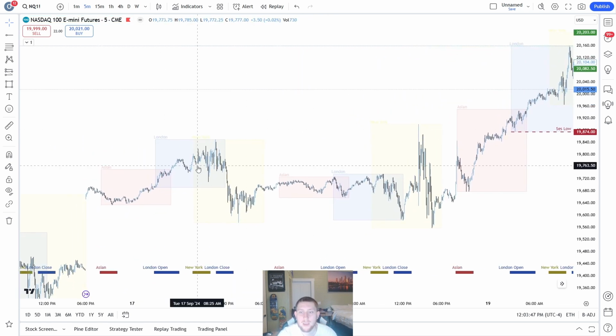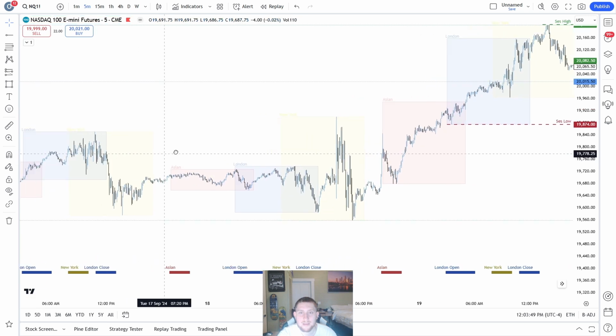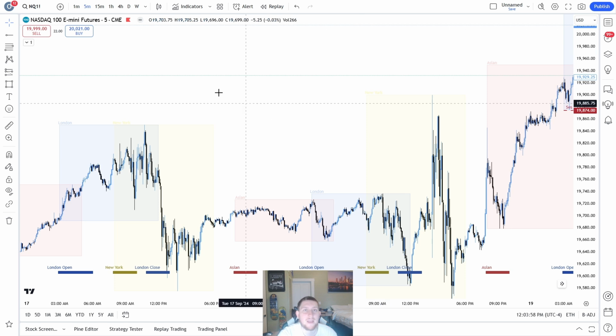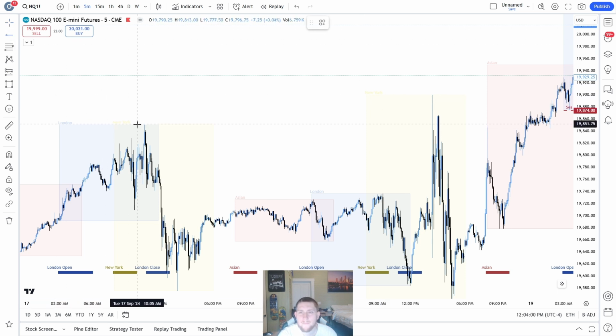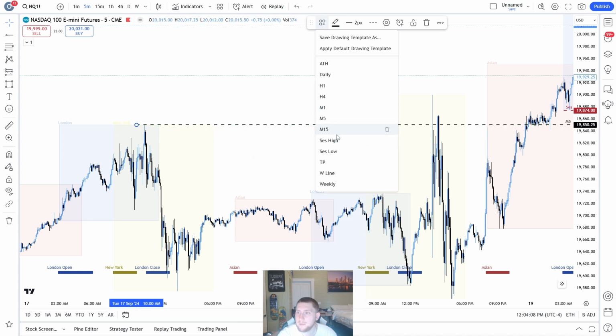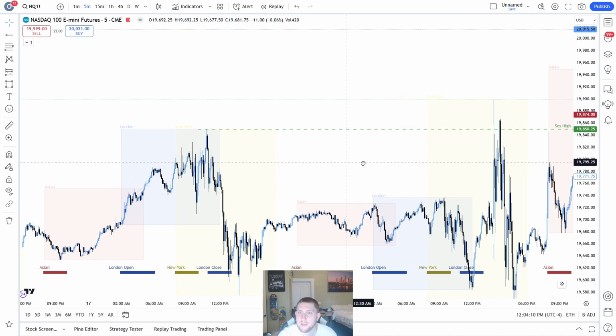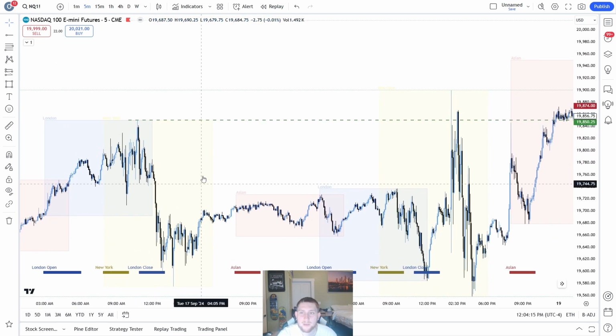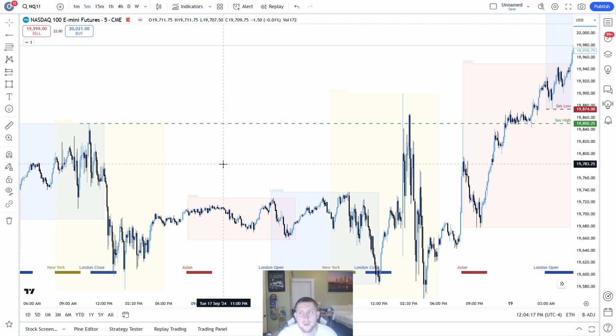So let's just go ahead and jump to here, Tuesday the 17th. Just to let you guys know, it is more accurate to mark these out on the M5 time frame. Sometimes I'll mark them out on the M15 without realizing, and I'll go back and just make it more accurate on the M5. Let me go ahead and change this to a session high. So you can see we have a session high right here. That is the highest point between London and New York. Now let's follow it over.